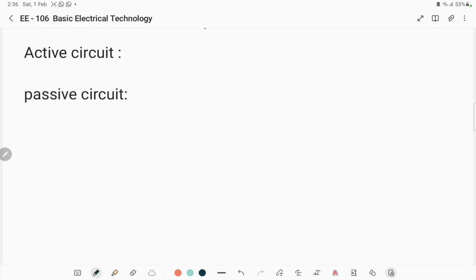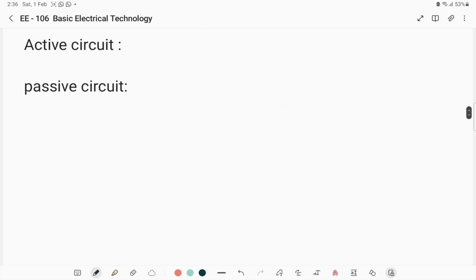Active circuit is defined as the circuit in which at least one active element is present in the circuit. Active elements are voltage sources or current sources for this course. Okay. What is passive circuit then? A circuit with only passive elements.